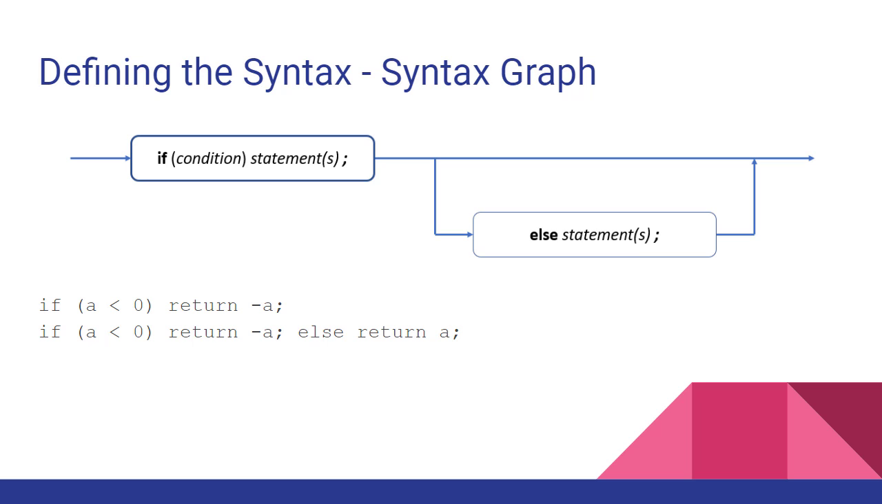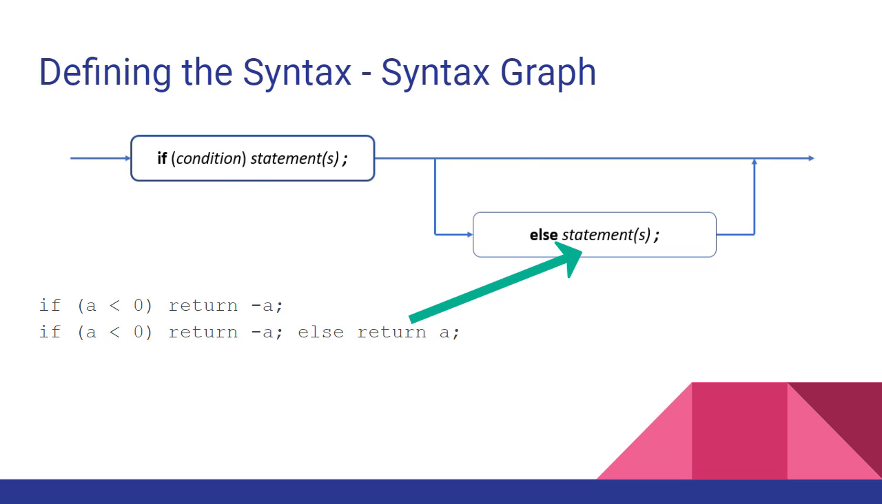So here we have the syntax graph for an if statement, where we have if, which is followed by a condition in parentheses, followed by one or more statements, followed by a semicolon. And then notice we have this optional else statement, which again would be an else followed by some statements, followed by a semicolon.